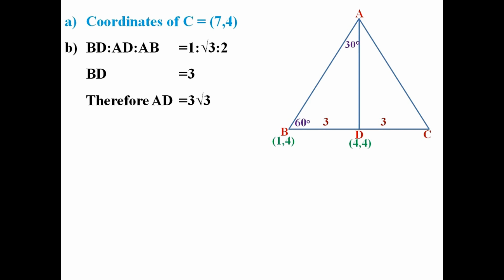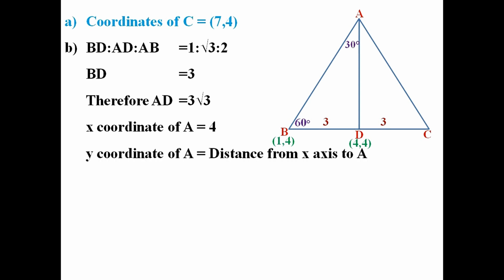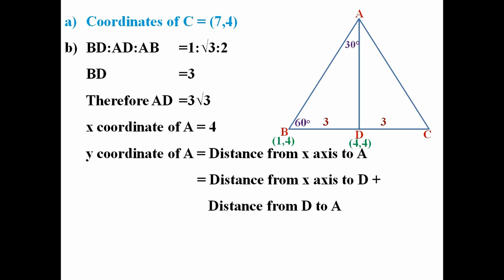Now the x-coordinate of A is the x-coordinate of D because A and D are on the same line which is parallel to the y-axis. Therefore the x-coordinate of A equals 4. Now what is meant by the y-coordinate of A? That is actually the distance from the x-axis to A. Now the distance from the x-axis to A can be written as the distance from the x-axis to D plus the distance from D to A.